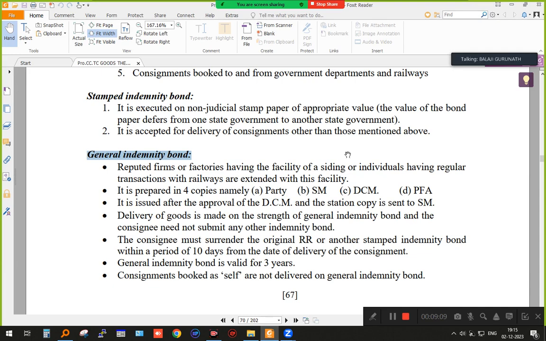Now, it is issued after the approval of DCM, and the station copy is sent to the station master. Delivery of the goods is made on the strength of the general indemnity bond, and the consignee need not submit any other indemnity bond.